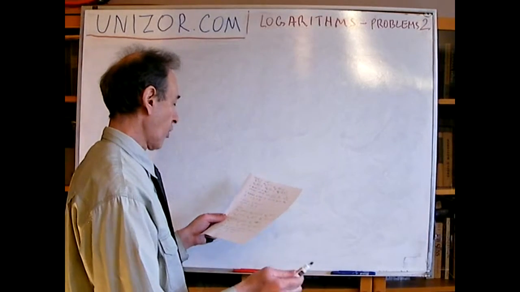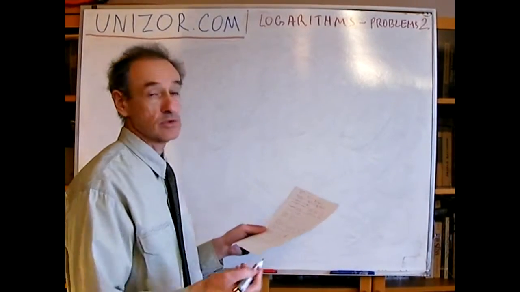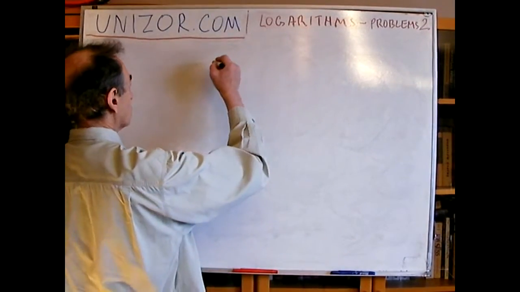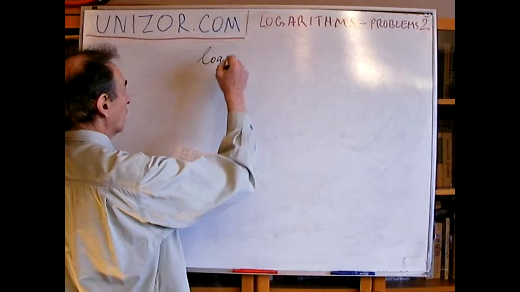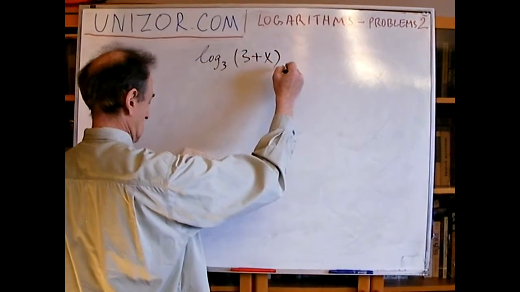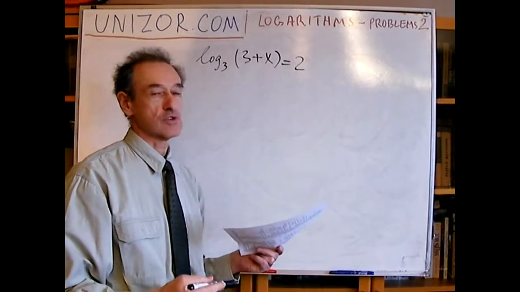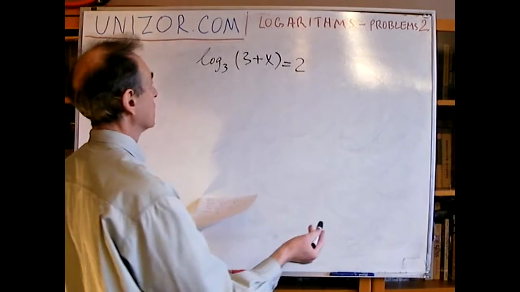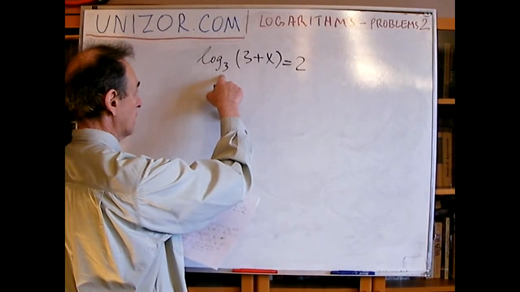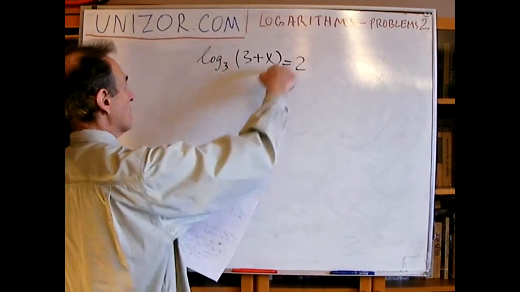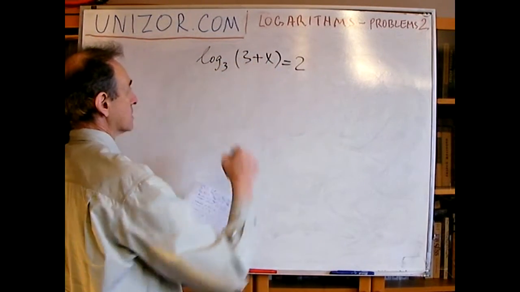The first series of problems is related to equations which we need to solve. So, log base 3 of (3 plus x) equals 2. Now, all these equations are basically illustrations of the definition of the logarithm. So, what's the definition of the logarithm? Well, you know that if the base is raised to the value of this logarithm, which is 2, you will have the value under the sign of the logarithm.